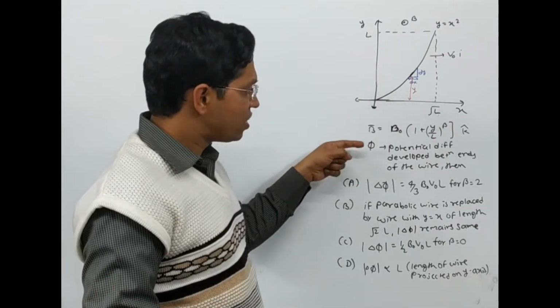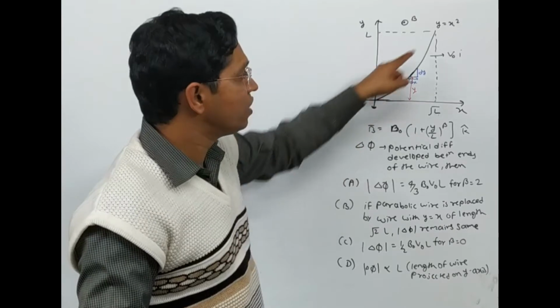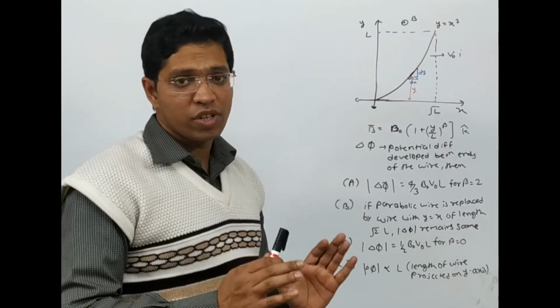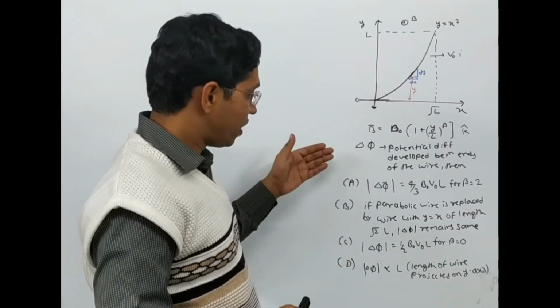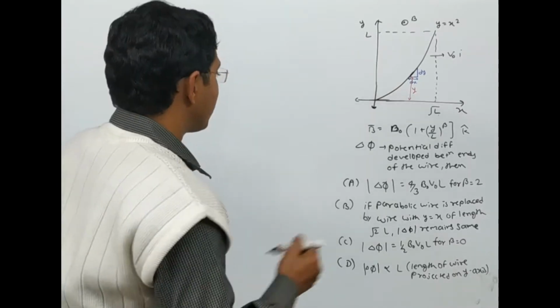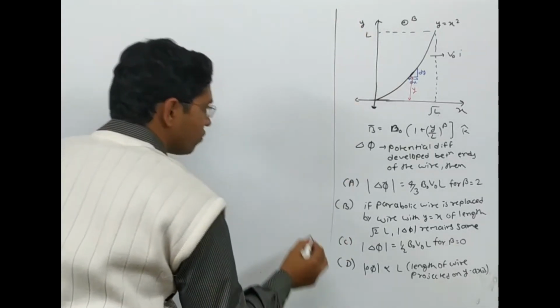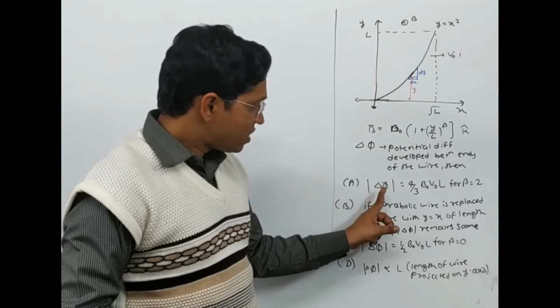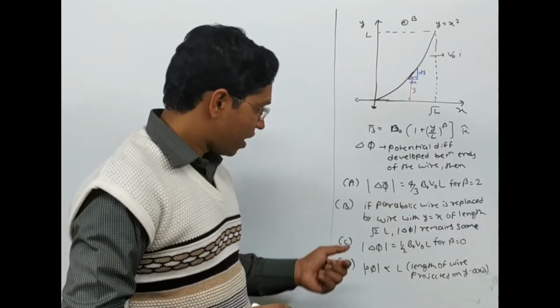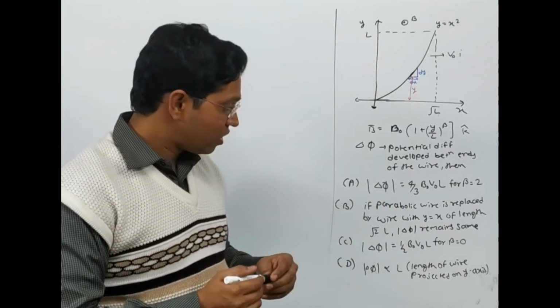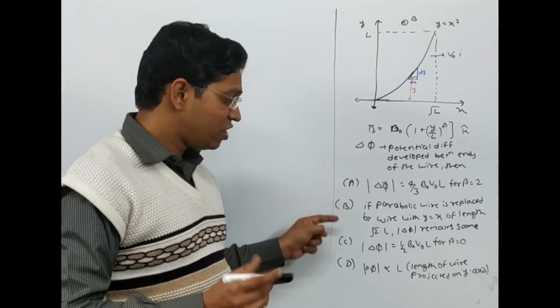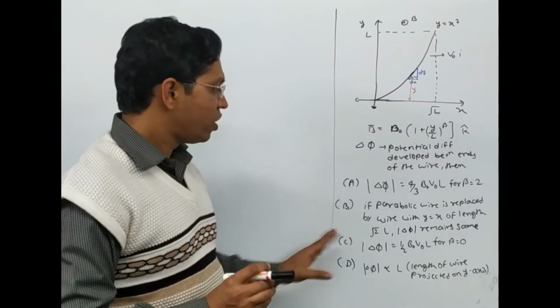Then delta phi is the potential difference developed between the ends of the wire. So this information is provided by the problem setter, and then we have to check the correct options. First of all, they are asking about delta phi at different values of beta. So I need to find a generalized expression for delta phi.